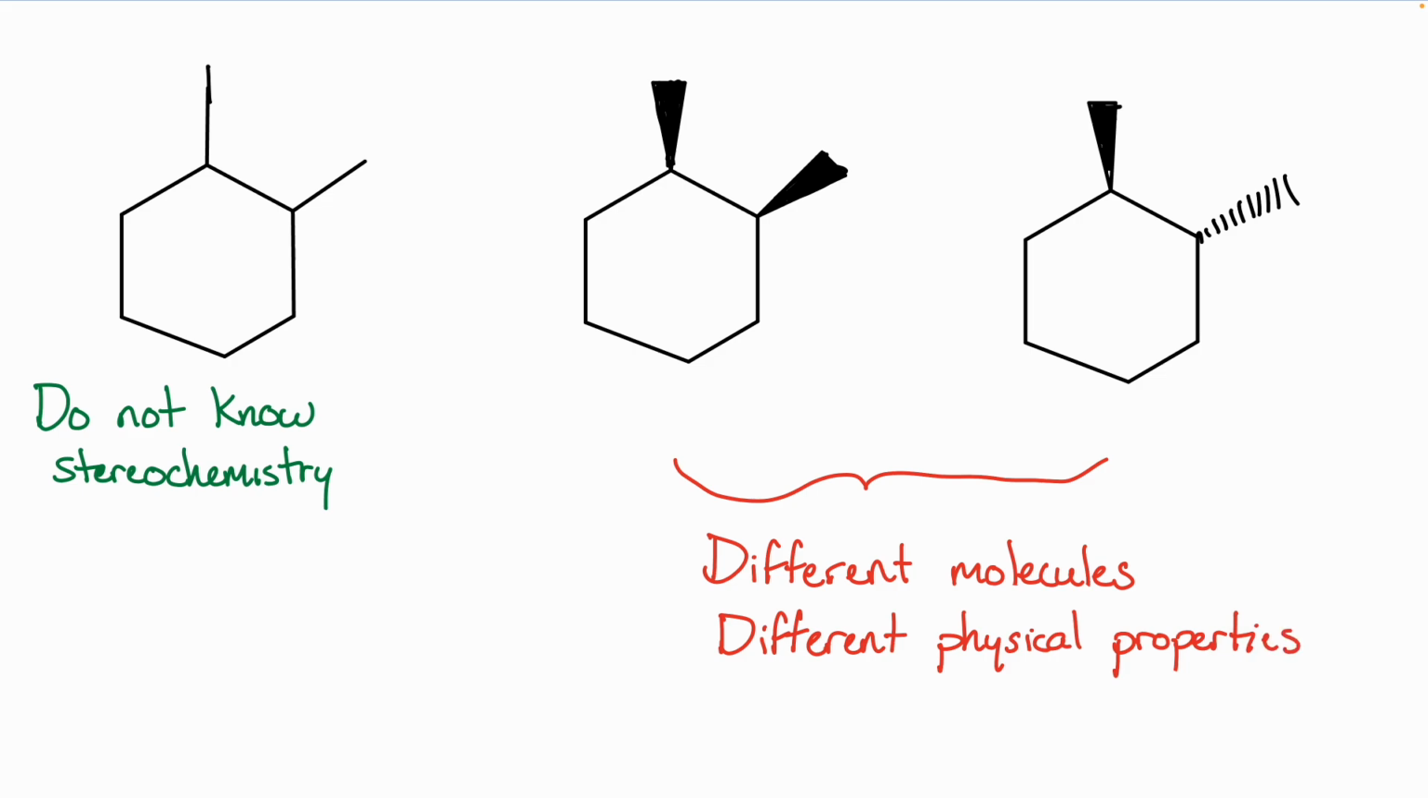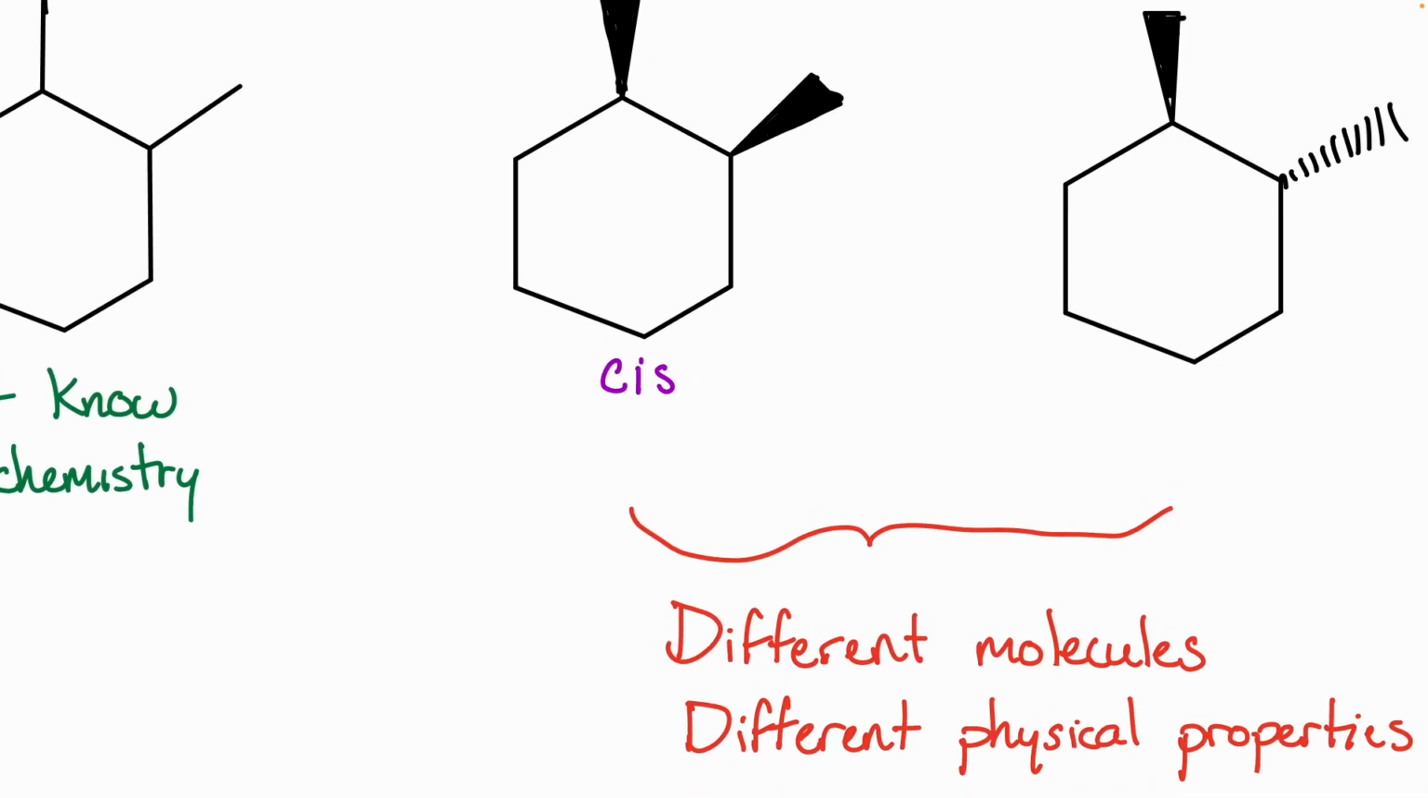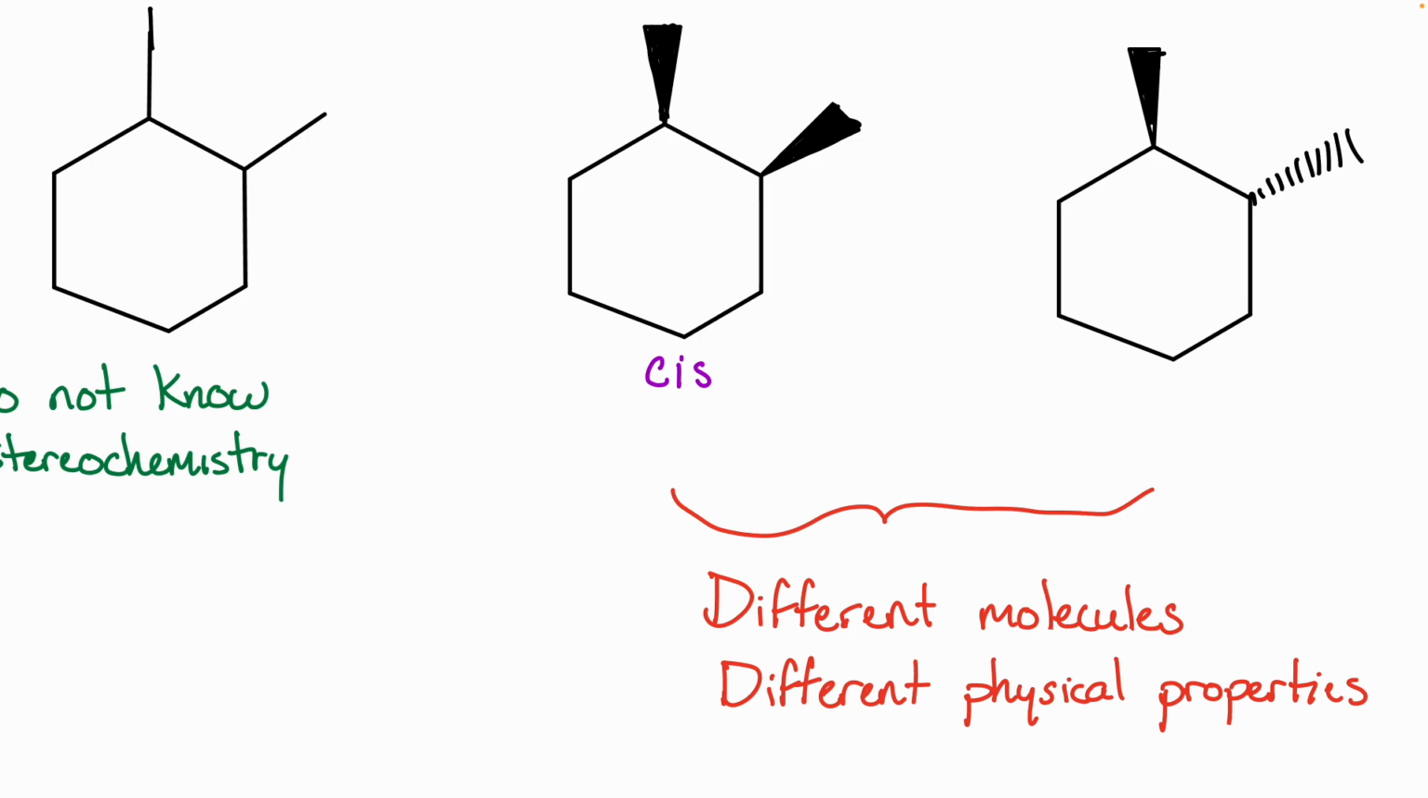Okay, and because of that, according to our nomenclature scheme, we should name them differently. They're both 1,2-dimethylcyclohexanes. So instead, we're going to stick this little thing on the front of them to indicate that stereochemistry. We call it the cis isomer when the bonds point in the same direction, and we call it the trans isomer when they point in opposite directions.